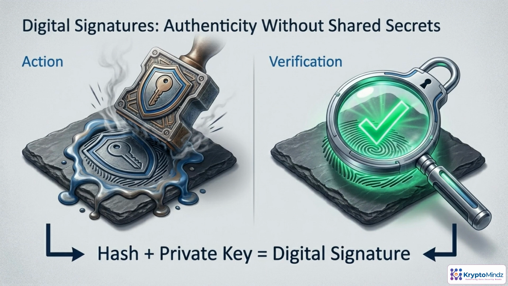Digital signatures answer a key question. Did this really come from who it claims, and was it unchanged? We first hash the data, then use the sender's private key to sign that hash. The result is a compact digital fingerprint, cryptographically bound to the sender. Anyone with the corresponding public key can verify the signature without ever sharing a secret.